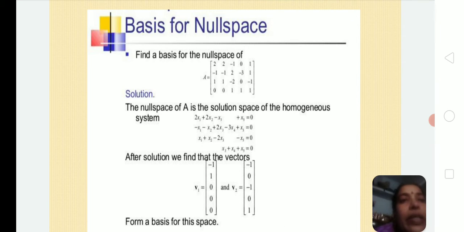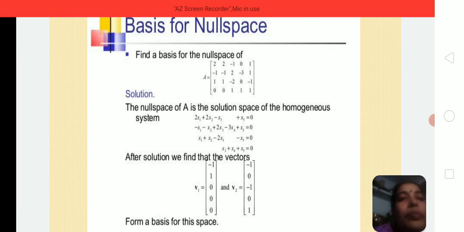Basis for null space. Find a basis for the null space of A, where the first row is 2, 2, -1, 0, 1. And the second row is -1, -1, 2, -3, 1. And the third row is 1, 1, -2, 0, -1. And the last row, that is the fourth row, is 0, 0, 1, 1, 1.